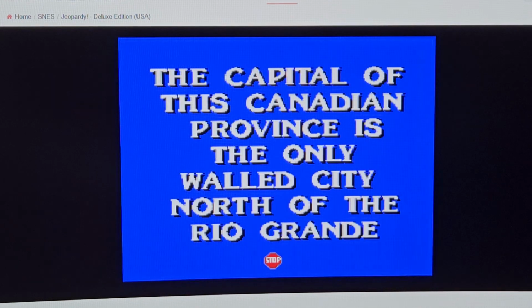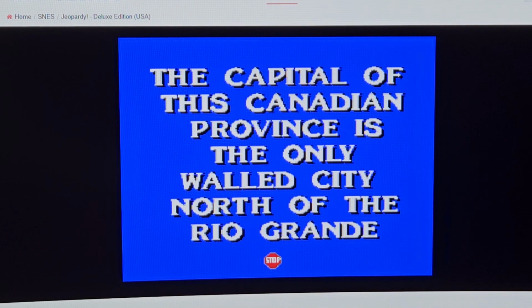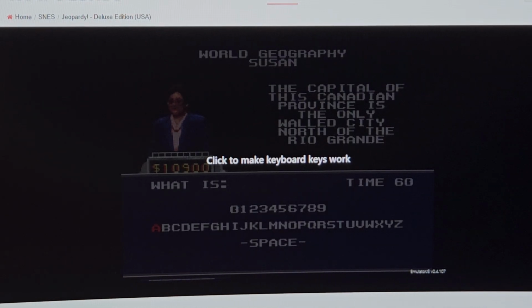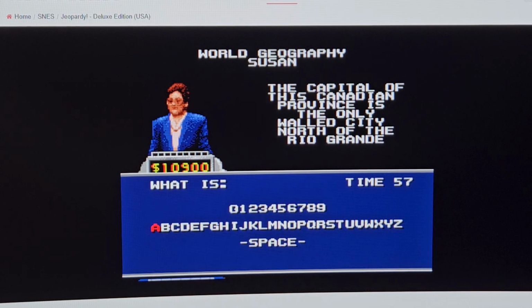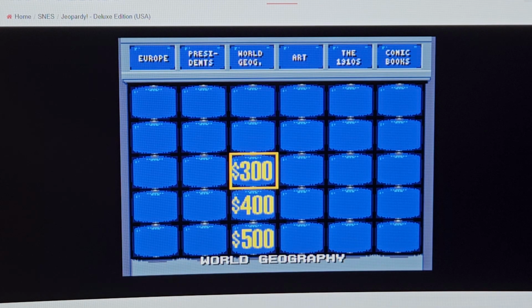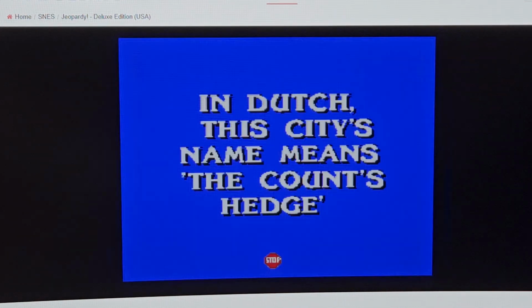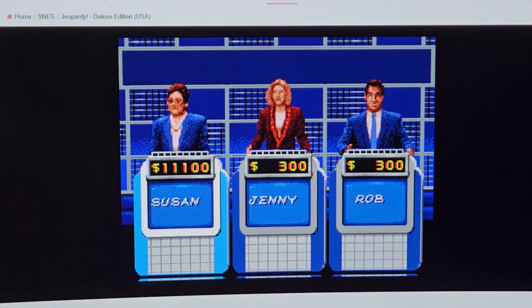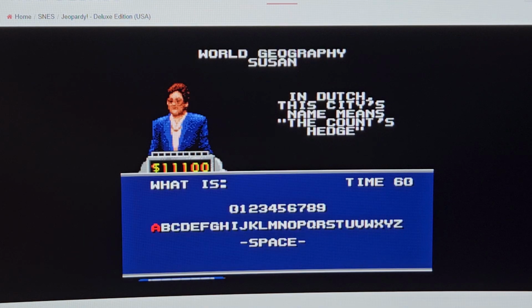World Geography for 200. The answer is... The capital of this Canadian province is the only walled city north of the Rio Grande. What's Quebec? Okay. How about we go for 300? The answer is... In Dutch, this city's name means the Count's Hedge. What is the Hague?